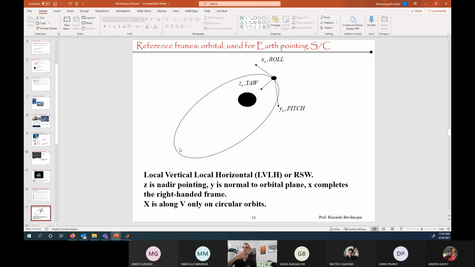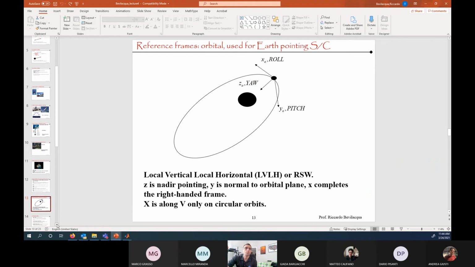So that's a given. But LVLH is important because it is attached to your spacecraft, and it's giving you important pieces of information, like where is the planet down there, and which way you're going, the velocity direction, and what is the normal to the orbital plane. So this is used on a regular basis.